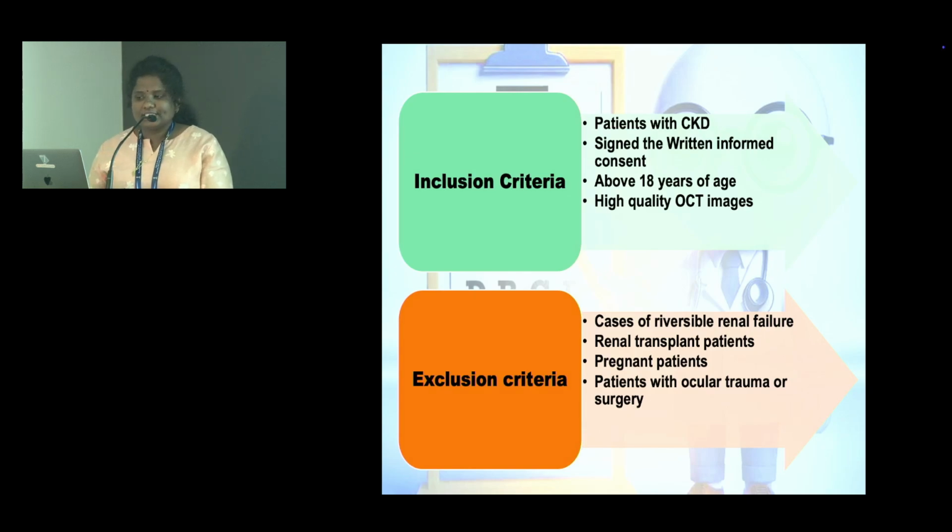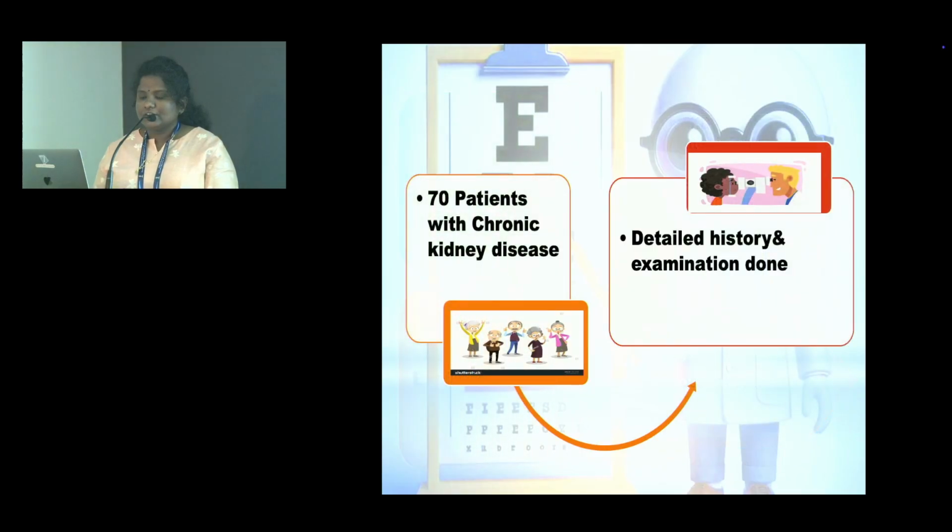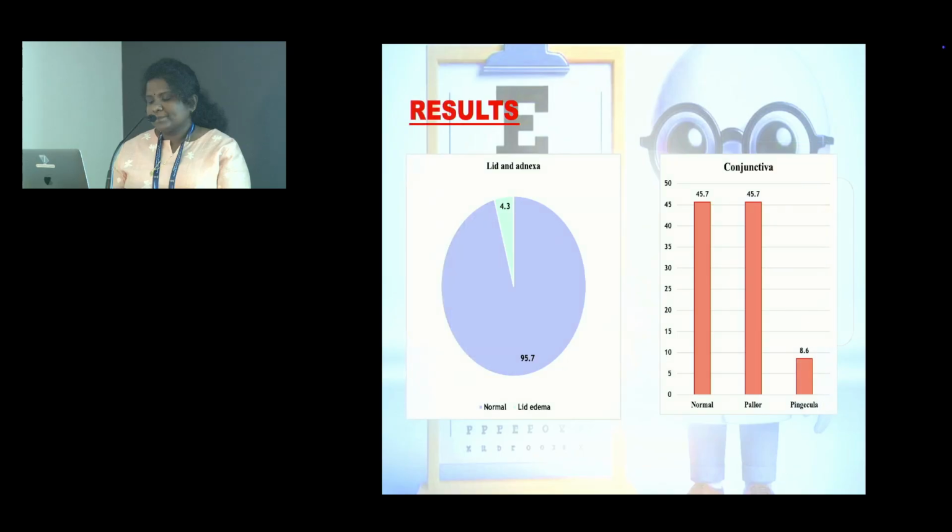The inclusion criteria were patients with chronic kidney disease with signed, written informed consent, above 18 years of age, with high quality OCT images. Exclusion criteria were reversible renal failure, renal transplant patients, pregnant patients, and patients with ocular trauma or surgery. We selected 70 patients with chronic kidney disease from our nephrology department, and detailed history and examination were done. These were the results obtained.